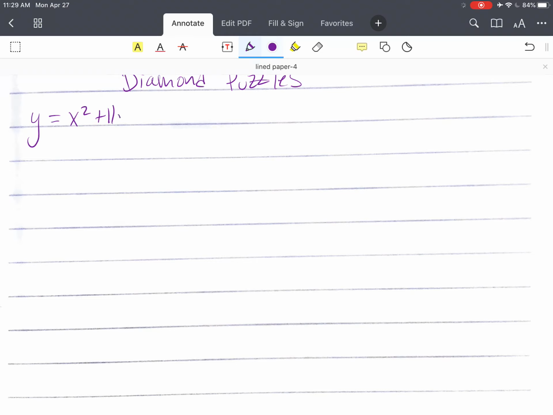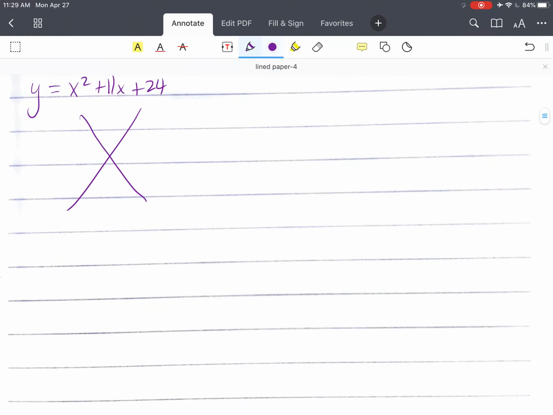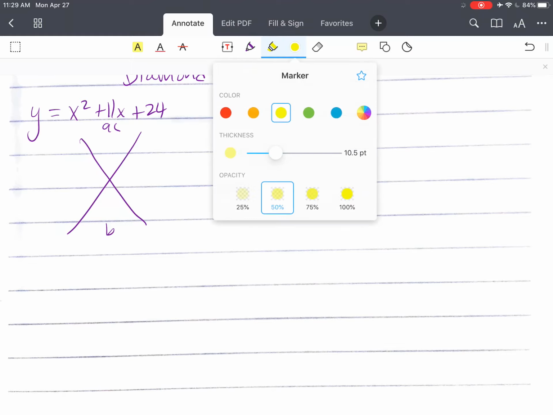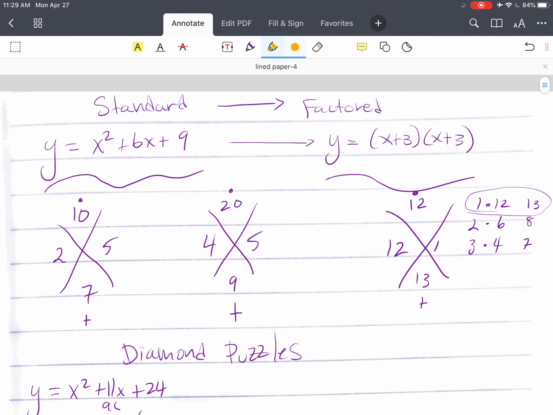So let's take a look at y equals x squared plus 11x plus 24. You're going to set up your diamond puzzle. On the top, you're going to have AC, and on the bottom, you're going to have B. Now you might be wondering, what is this ACB stuff?